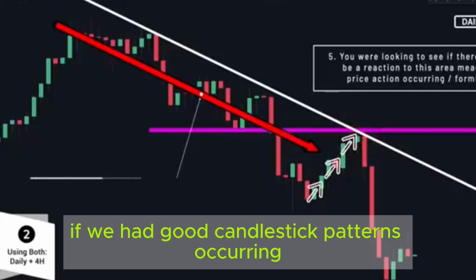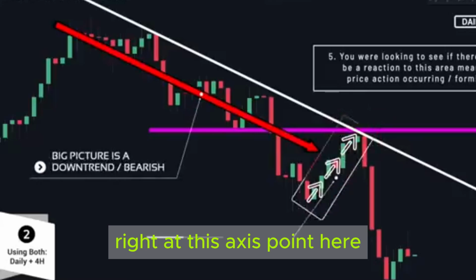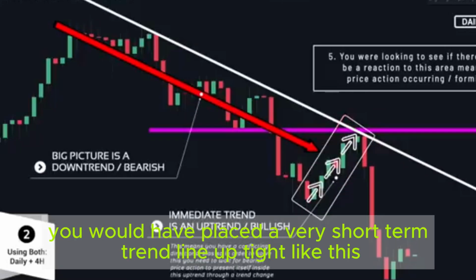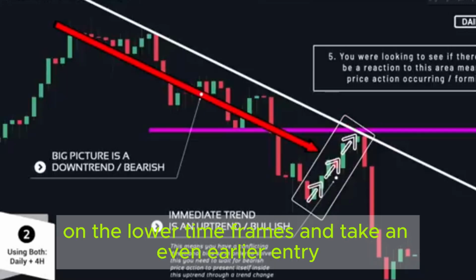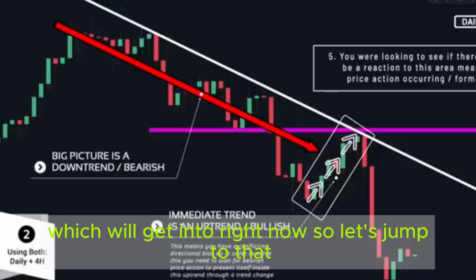If we had good candlestick patterns occurring right at this axis point here, you would have placed a very short-term trend line up tight like this and waited for a break of this tight trend line on the lower time frames and take an even earlier entry, which we'll get into right now. So let's jump to that.